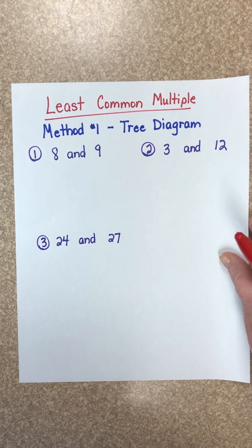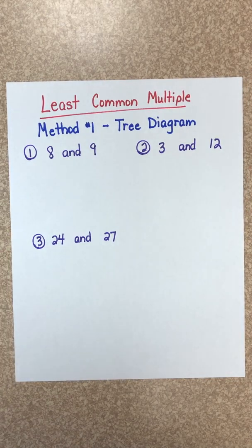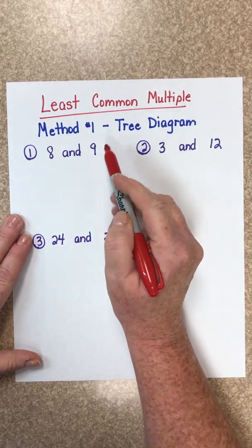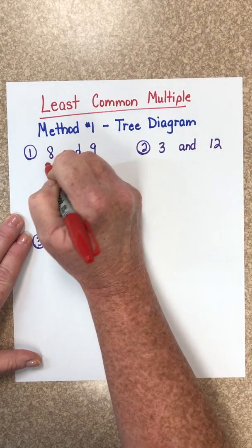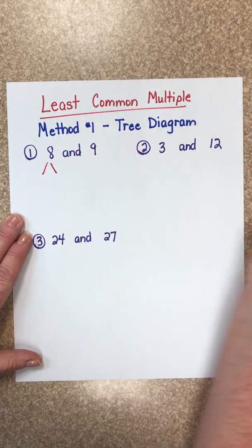Let's look at some examples. So again, in this lesson, I'm going to show you how to find the least common multiple using 3 different methods. And we're going to start with the tree diagram method. So let's start with the first example, 8 and 9. And the tree method means we're going to start with 2 branches.